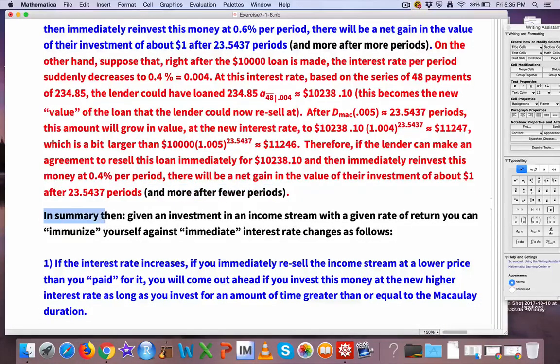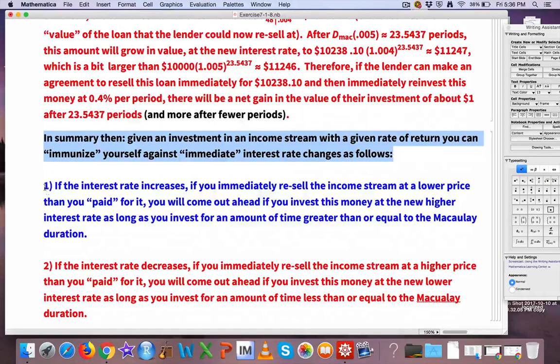All right, we're almost done. In summary then, given an investment and an income stream with a given rate of return, you can immunize yourself against immediate interest rate changes as follows. And I emphasize immediate because, if you wait too long, more than a month, then the payment stream is different. You're not getting as many payments, 47 payments compared to 48, for example.